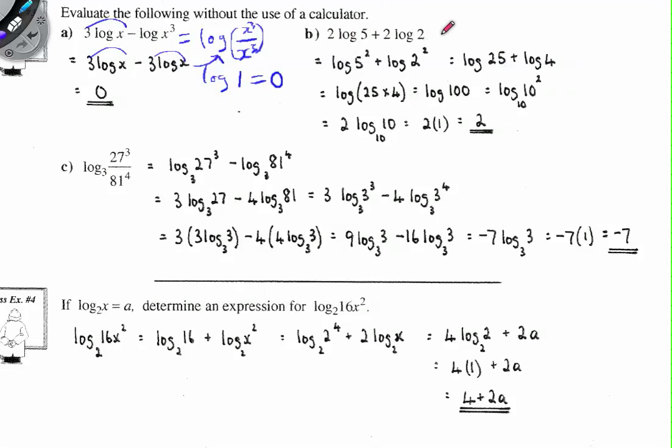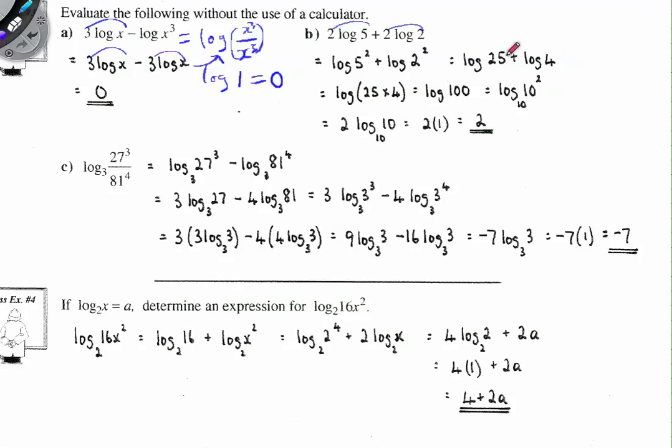Okay, what about this one? Well, log 5 and log 2, we can bring the 2's up as exponents here. We get the following, and that's really log 25 plus log of 4. Okay, why do we want to do that?